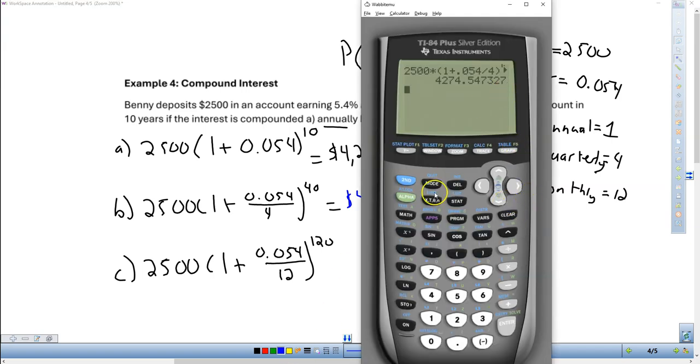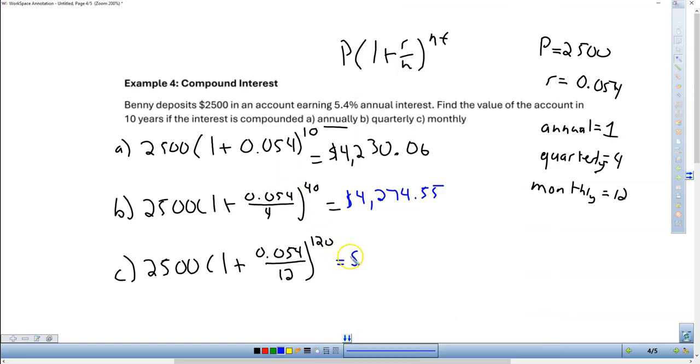Now let's go ahead and do the same thing as we just did, but I'm going to change that 4 that's in here to 12. Hit enter again, but I almost forgot. I've got to change this 40 to 120 because we have 120 here. Press enter. Now we got $4,284.82. So let's put that one in as well. $4,284.82. And of course, there are our answers right there.